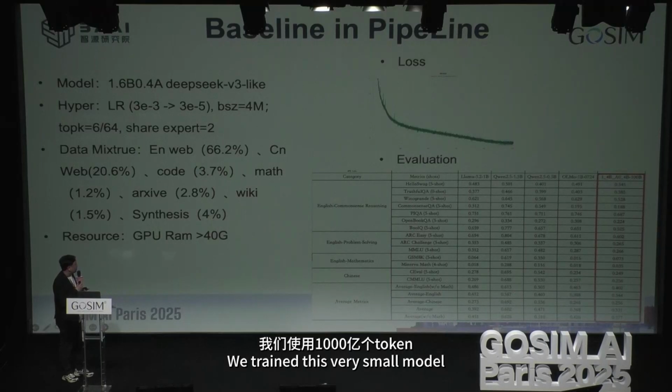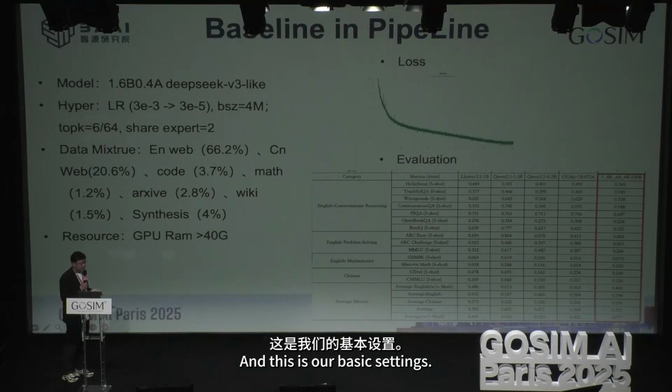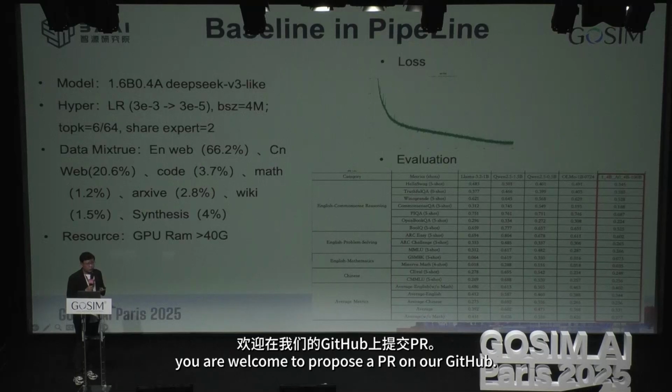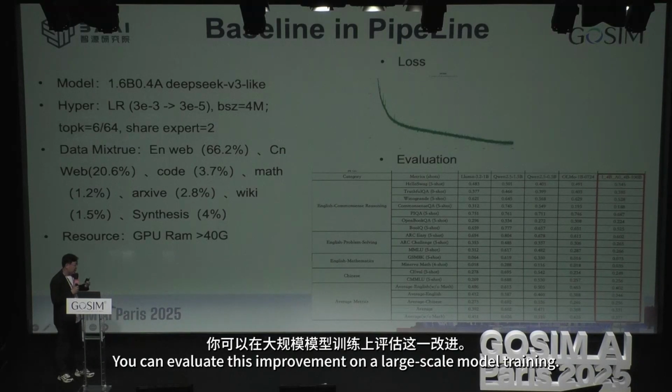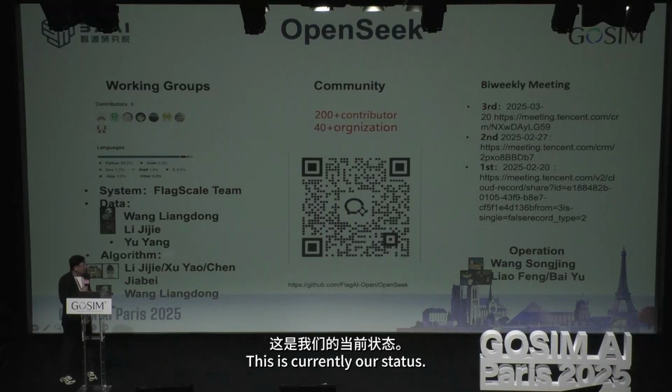We trained this very small model using 100 billion tokens of data, and these are the basic settings. If anyone can improve the results against our baseline, you are welcome to propose a PR on our GitHub. Then we can evaluate these improvements on large scale model training. This is currently our status.